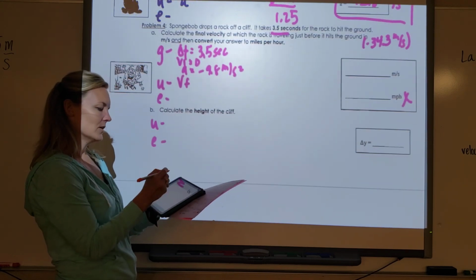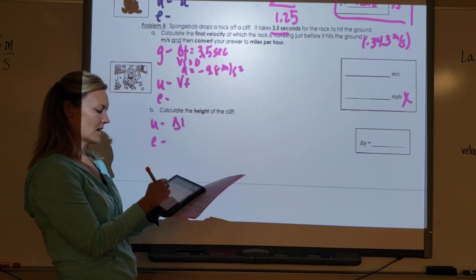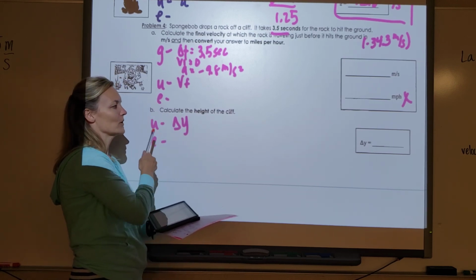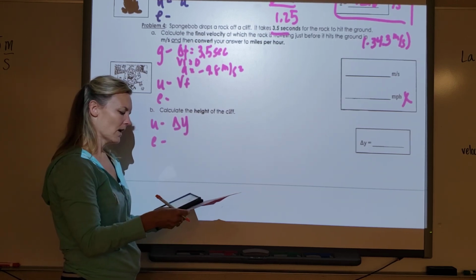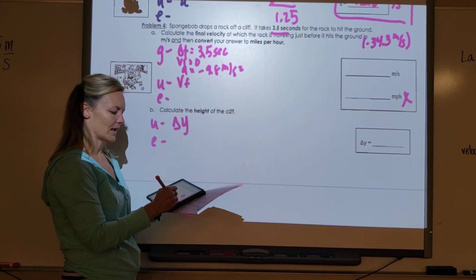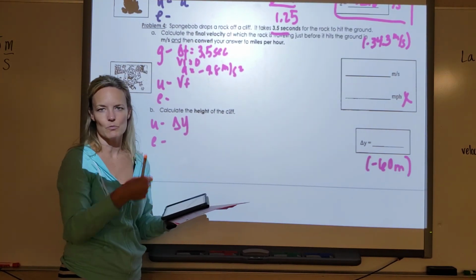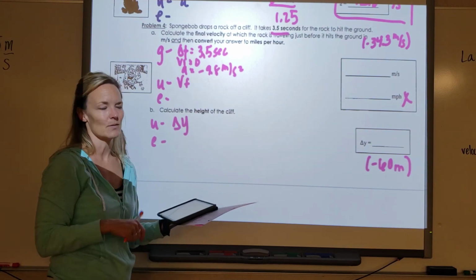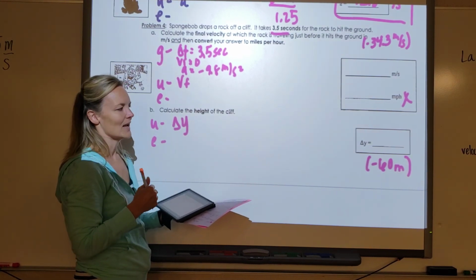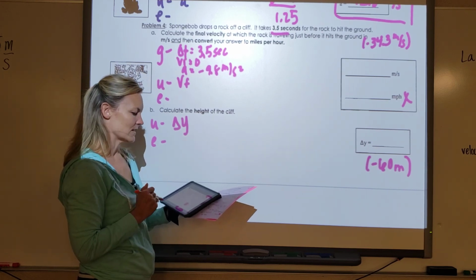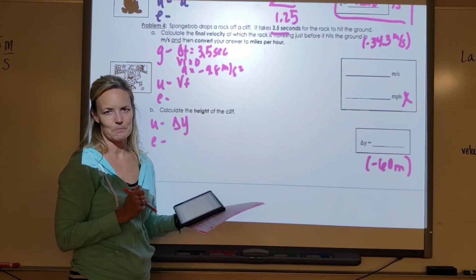You are then going to take your answers and plug them in to solve for delta y, looking for which equation to work with. And your final answer for delta y will come out negative because it's going to be moving in the downward direction. It is going to be a negative 60 meters. So you'll know you've done it right if you get to the final answer of negative 60.